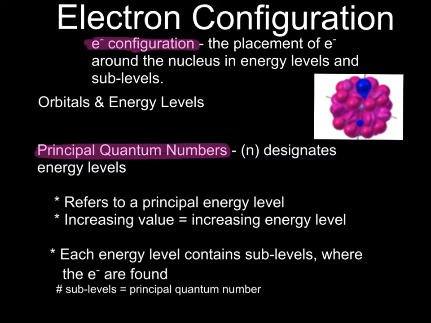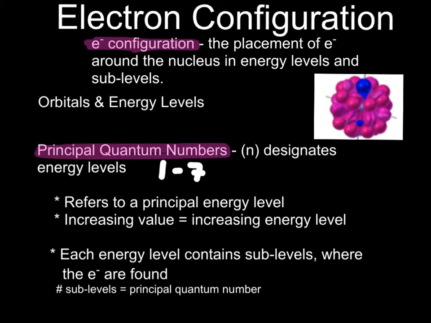Principal quantum numbers are what we call the energy levels. They are designated with the letter N. We can have up to 7 principal quantum numbers for any given element, 1 through 7 here. The principal quantum number is the principal energy level. As the value increases, 1 through 7, the energy level also increases.